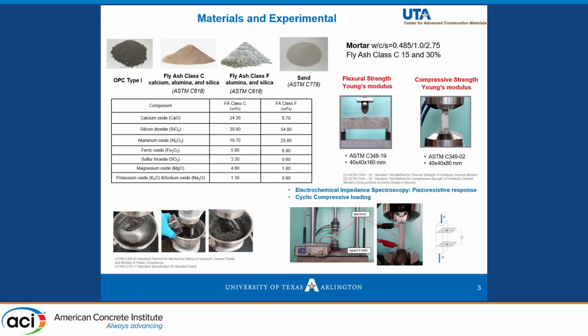In this research, we used two different types of fly ash, C and F, and you can see the composition of those two types in this table here. We used two different dosages, 15% and 30%, of fly ash as cement replacement, and we also used ordinary Portland cement and standard sand to develop mortars and evaluate their mechanical properties, namely flexural strength, compressive strength, and Young's modulus, and their 28-day piezoresistive response.